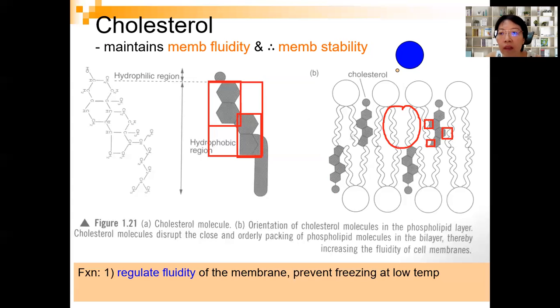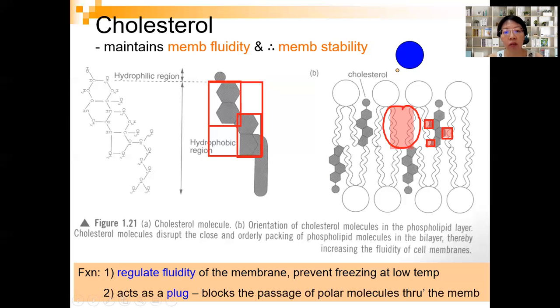It will still hold them at certain locations so that they will not be too free to move until it becomes too liquid, but it will not form too much hydrophobic interaction until it becomes very viscous and freezes at low temperature. So with that property, with that structure, the cholesterol is able to hold the phospholipid molecules in a way to regulate the fluidity of the membrane. So the membrane will not be too fluid, nor will it be too viscous. So that maintains the stability of the membrane at a wide range of temperature.